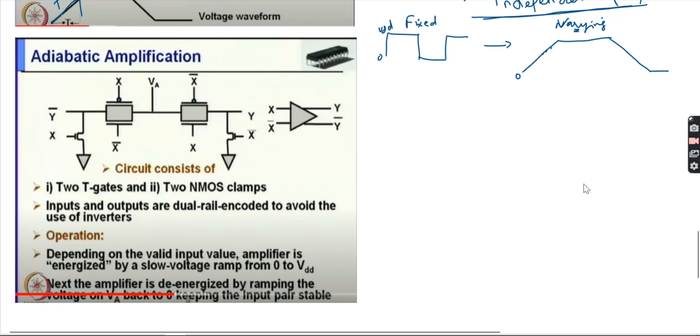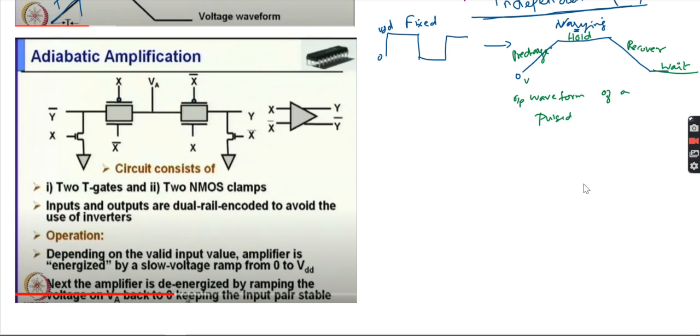So in this place, this will be 0 volt, as I mentioned. This will be your pre-charge, so during this time it will be pre-charge. Then it will hold. Then during this time it will recover. Then during this time it will wait. This is what happens in the time-varying supply: from 0 it recharges, holds, recovers, then waits for the next recharge. This is nothing but the output waveform of a pulsed power supply.